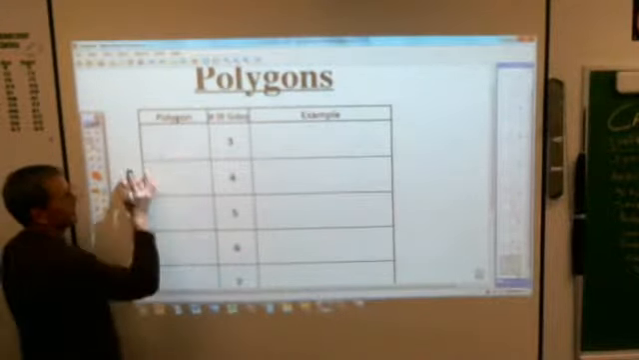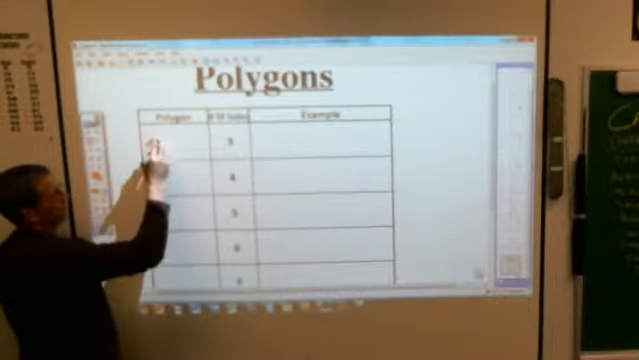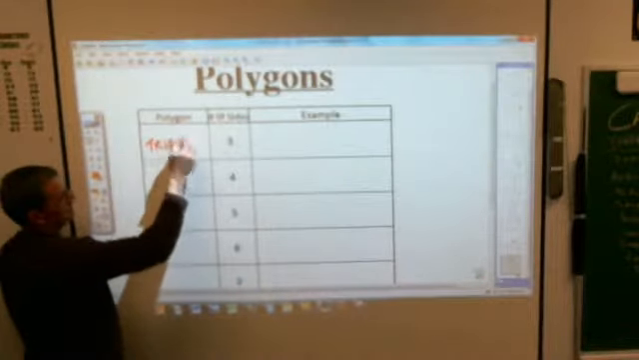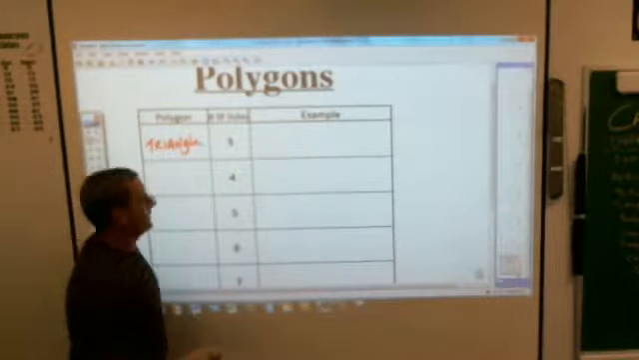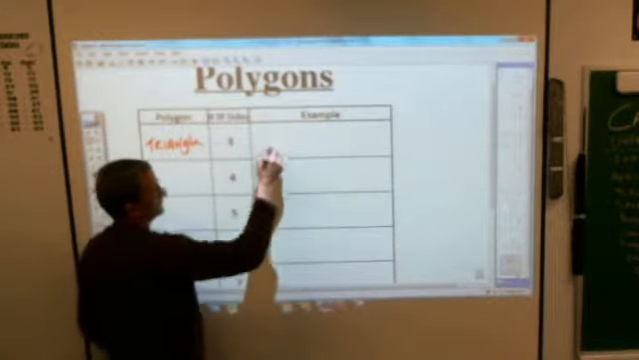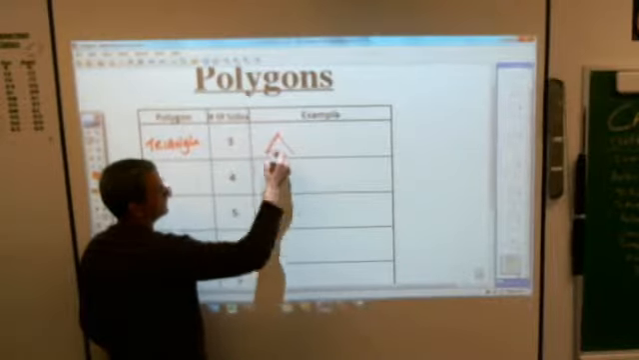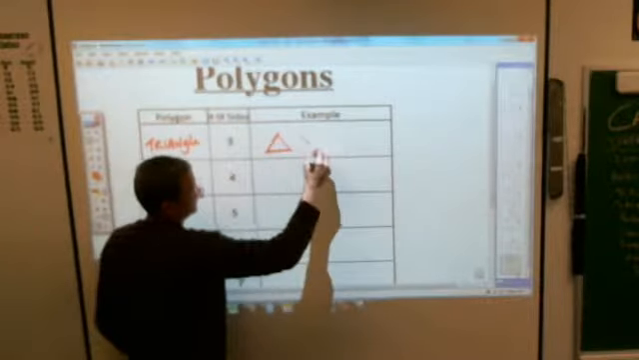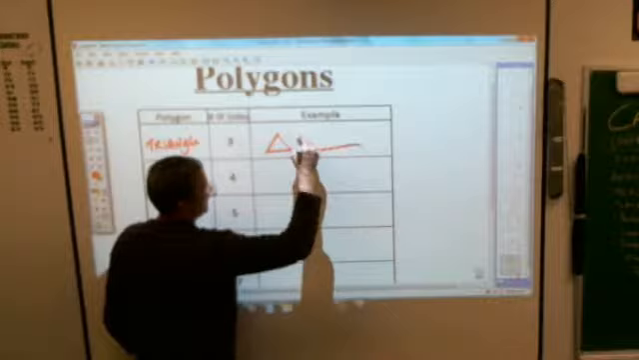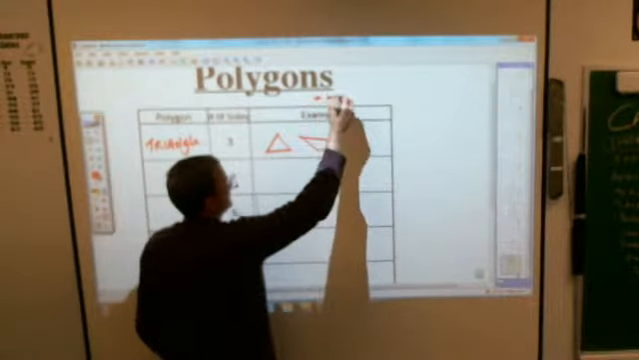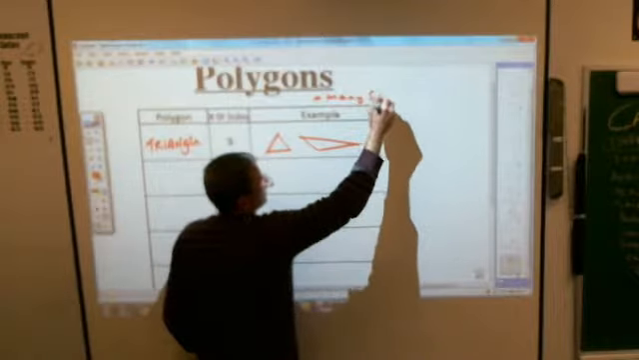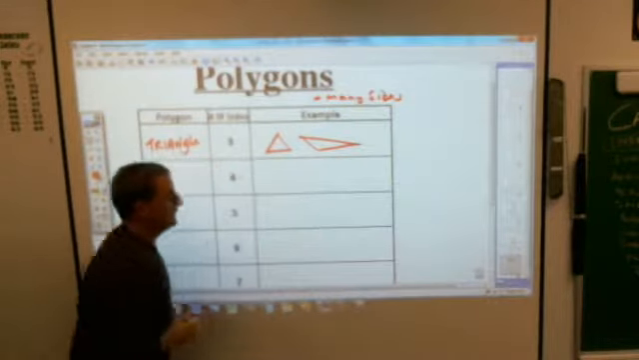A three-sided polygon, everybody knows, is a triangle. I'm sure that was one of the first things you learned as a young little child. And here I just have a place where you can draw an example. They can look like this, they can be like this, whatever. Three sides. Oh, by the way, polygon, poly means many sides. So we're looking at many-sided shapes here.